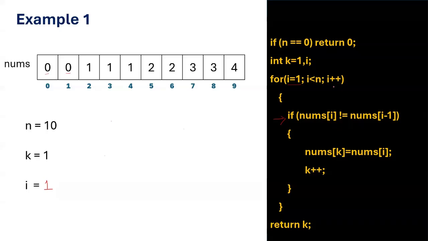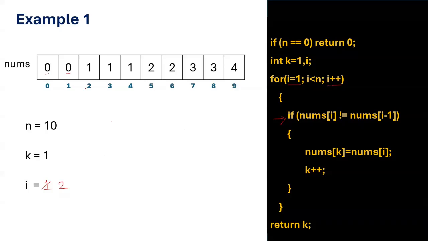Move on to next element, it means we'll go to i plus plus. So increase i by 1. i is less than n. So i is 2. 2 is less than 10. Condition true. Again, we will check if condition nums[i] and nums[i minus 1].